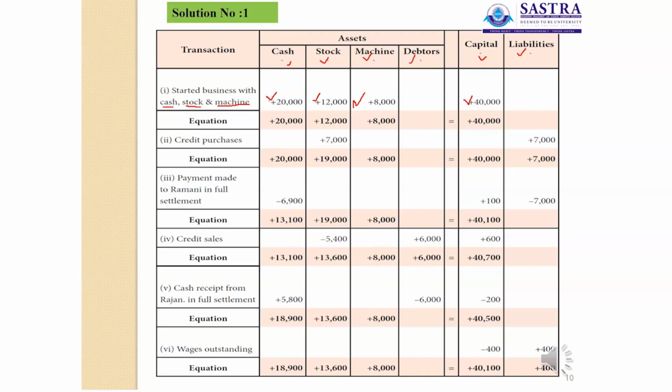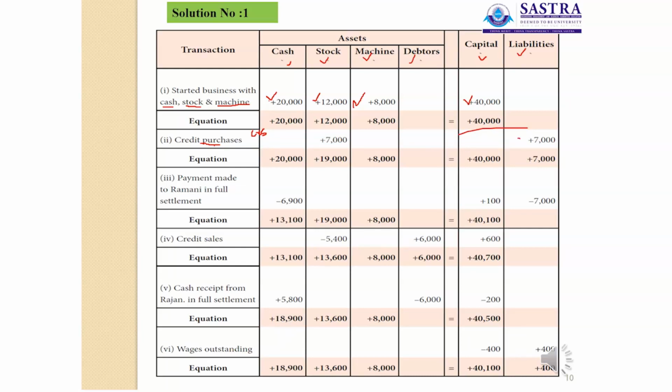Credit purchases, in the sense, what are the accounts involved here? Purchase account and creditors account. So there are two accounts involved here. The stock automatically increased by rupees 7,000, so plus 7,000. Creditors is one of the liabilities, so that should be recorded under the liabilities column, rupees 7,000.